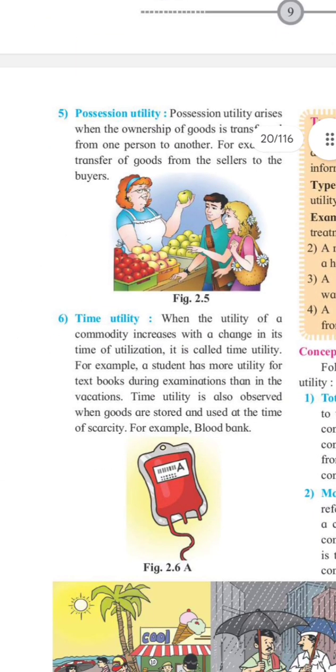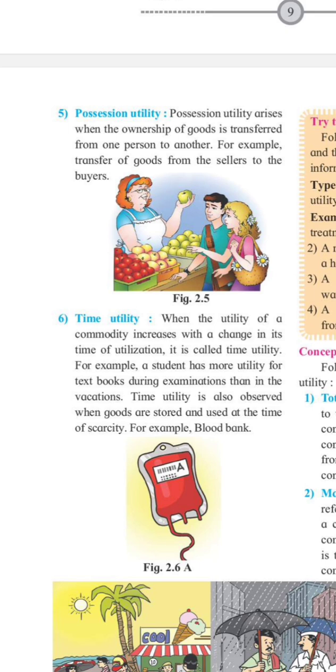Fifth, we have possession utility. So utility is created when ownership changes from seller to buyer. Example, transfer of goods from shops to customers. It changes or transfers the ownership of the product or the commodity.